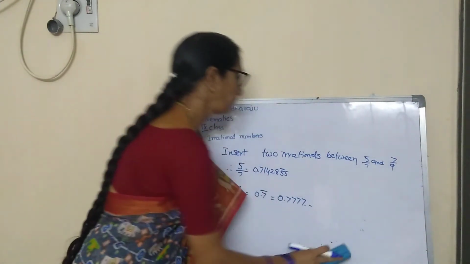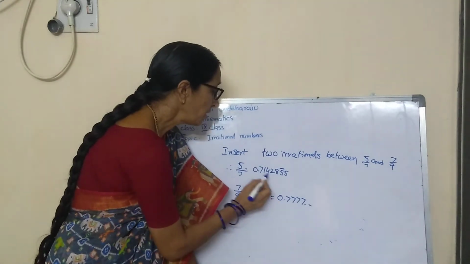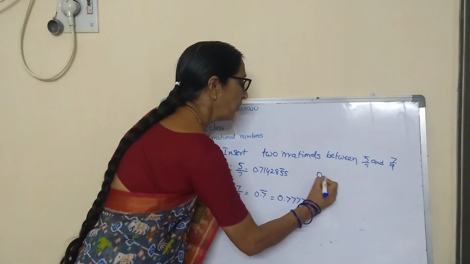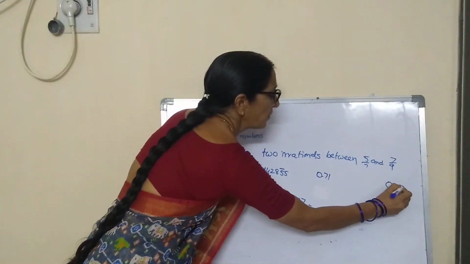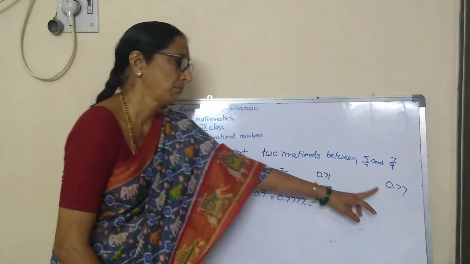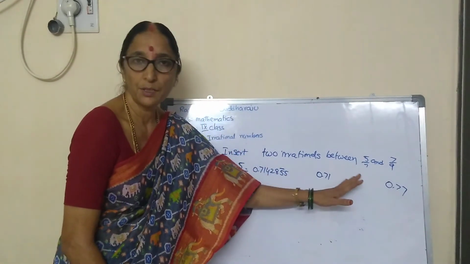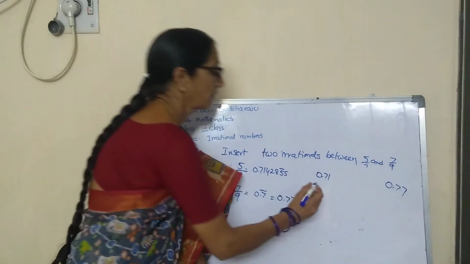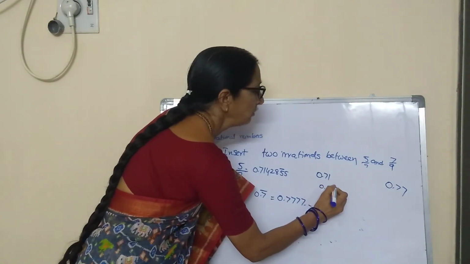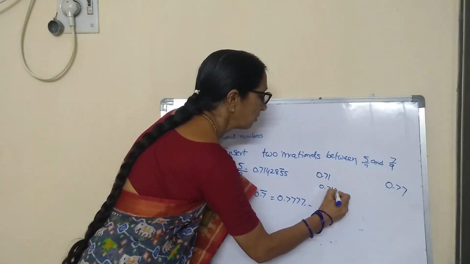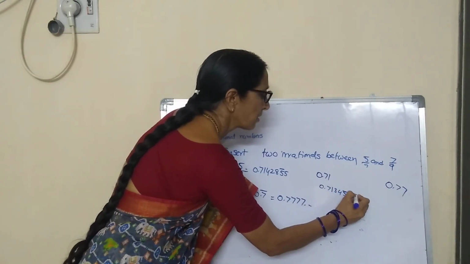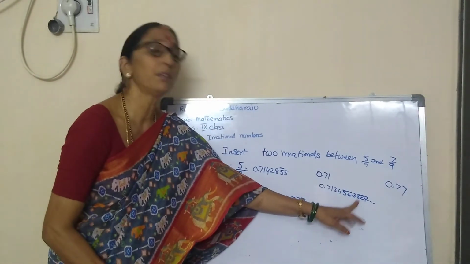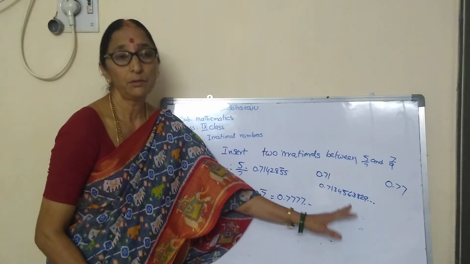Can you write? Between 71 and 77, you have to remember that. 0.71 and 0.77 are the given numbers. So we have to insert any two irrational numbers between the two given numbers. 0.71345629 39, etc. Non-terminating, non-repeating. We have to keep in mind.